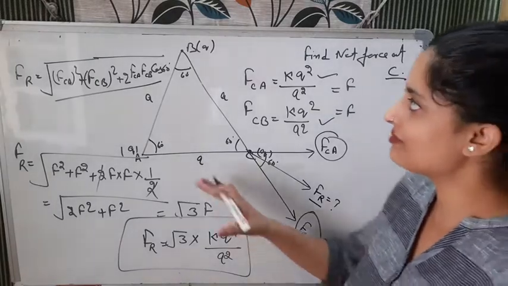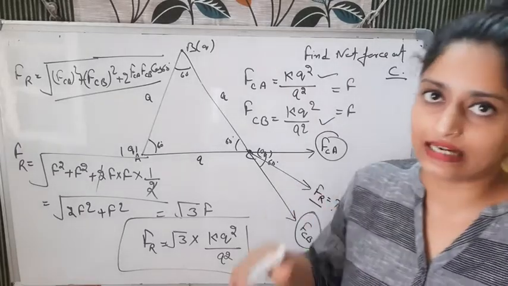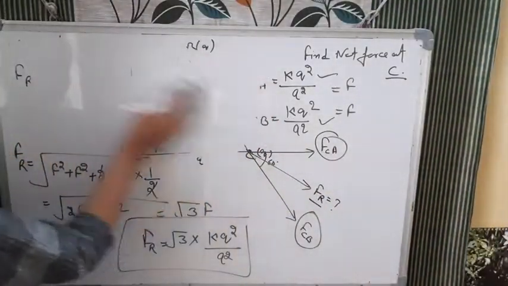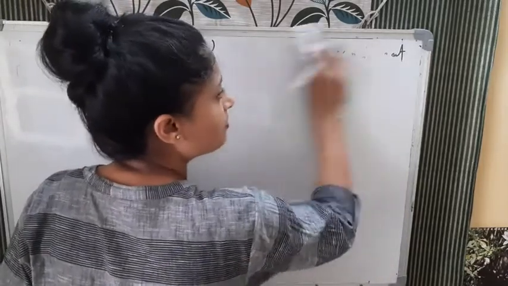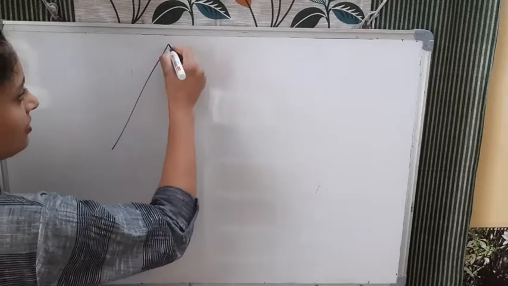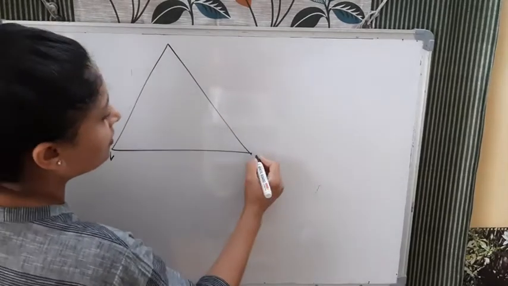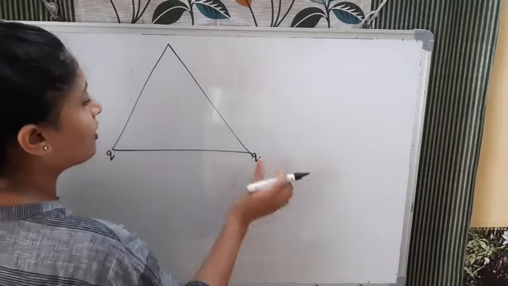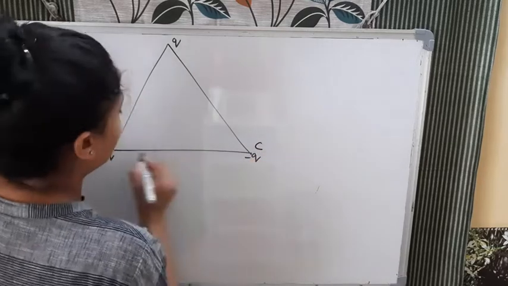Now I am changing the sign of the charge. Earlier it was plus, plus, plus; now let us take one minus and see how it works. These questions are actually easy, not difficult. You only need to remember Coulomb's law: K into the product of the charges divided by the square of the distance. Same equilateral triangle. Here Q, here Q, and here minus Q. Again find the net force at C.